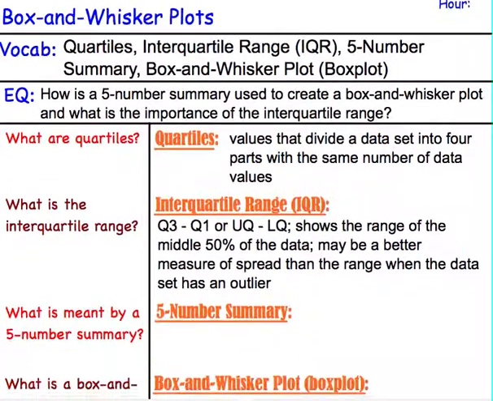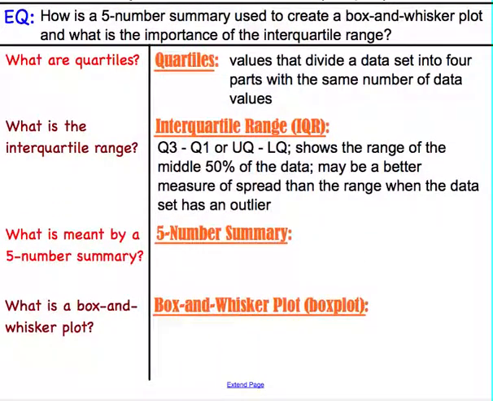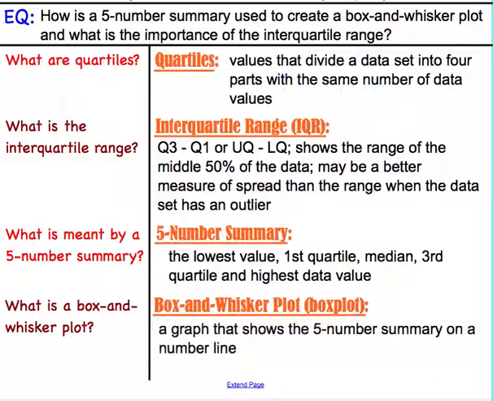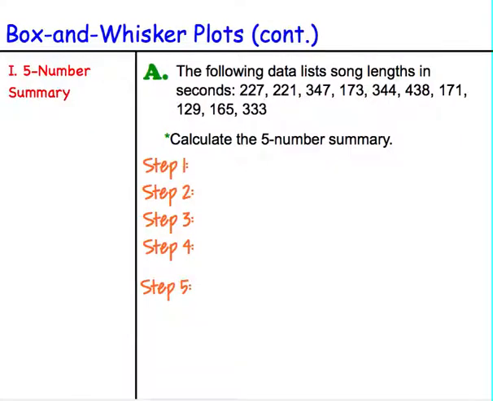Our big focus for the start of today, our first video, is going to be on the 5-number summary, which is the lowest value, first quartile, median, third quartile, and highest data value. And then the second video will be on finding and being able to graph a box and whisker plot, which shows the 5-number summary on a number line, so you can get an idea of really what the spread looks like. So let's first start talking about finding this 5-number summary.